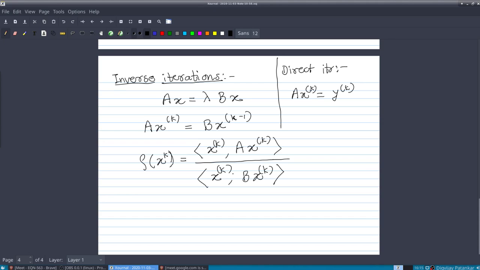No, sir. You don't know? We don't know that. This notation is used for dot product.